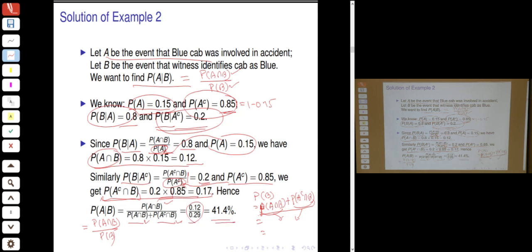So, given that the witness has identified the offending cab as blue, the chance that it is actually blue is 41.4%. So, less than half, less than 1/2. Okay? Any questions?